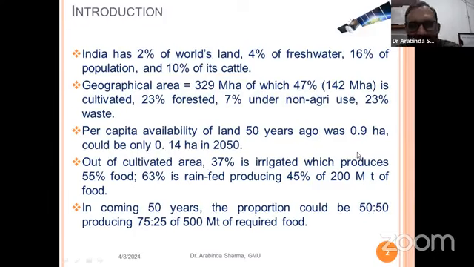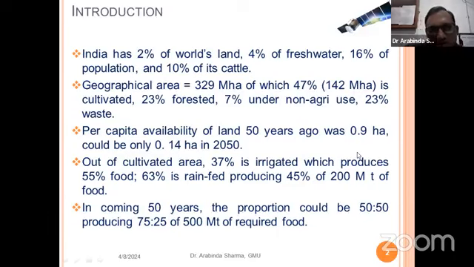Why I am talking about agriculture here is that the agriculture sector is also a very important one, which requires a huge amount of water for irrigation purposes, right? And providing food to a population of say 1.4 billion people is a very difficult task, right?